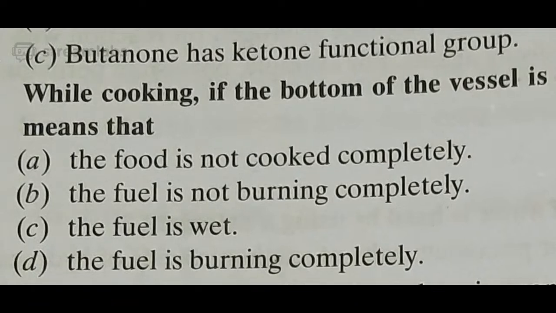While cooking, the bottom of the vessel is getting blackened. Why? So fuel is not burning completely. The unburnt carbon particles deposit on the bottom of the vessel and make it black. This is because of incomplete burning of the fuel. So the vessel getting blackened only by the incomplete burning of the fuel is the right answer.